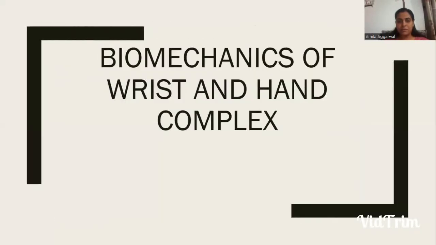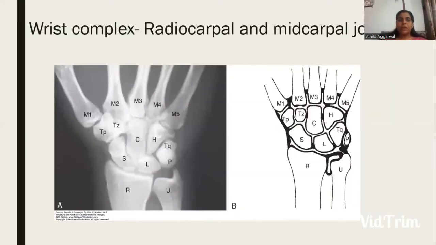So, biomechanics of the wrist and hand complex. In short, we will discuss this like an introduction topic. We are aware that the wrist is defined to be a wrist complex. Why? Because it is made up of two joints together, the radiocarpal joint and the midcarpal joint.